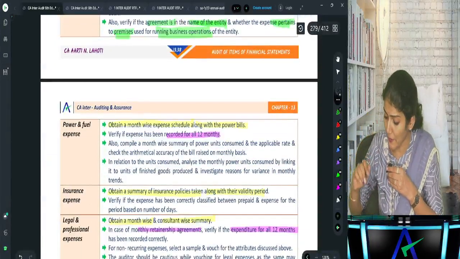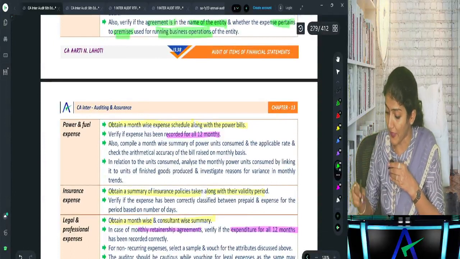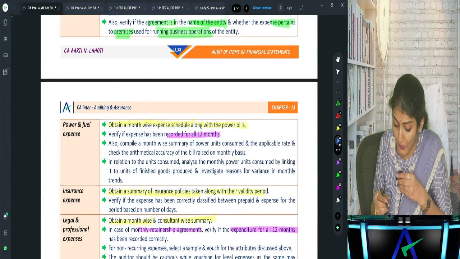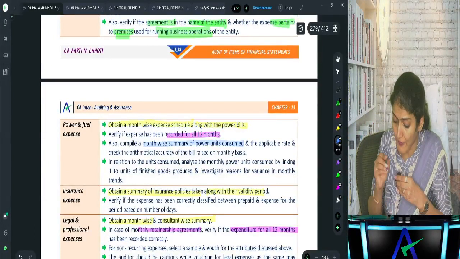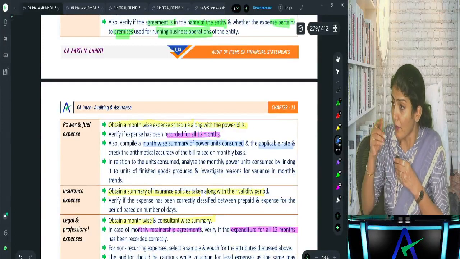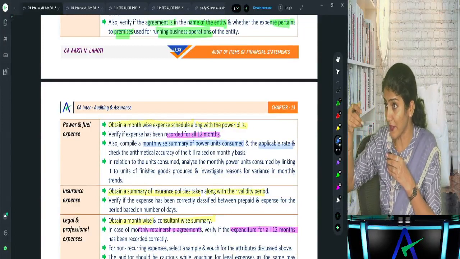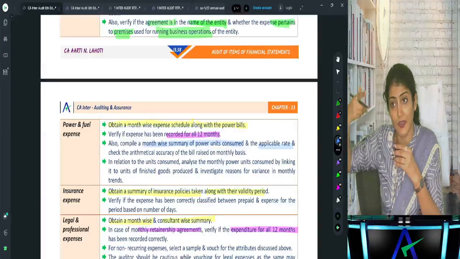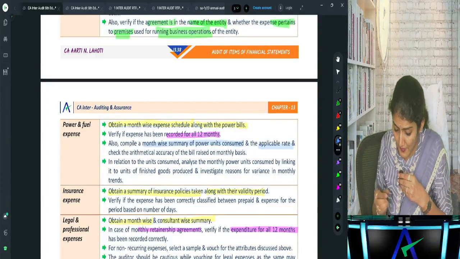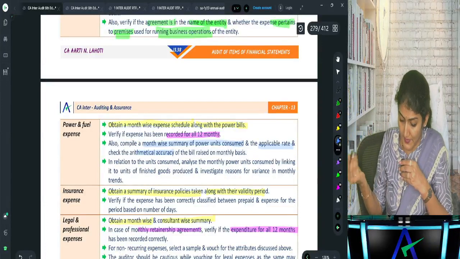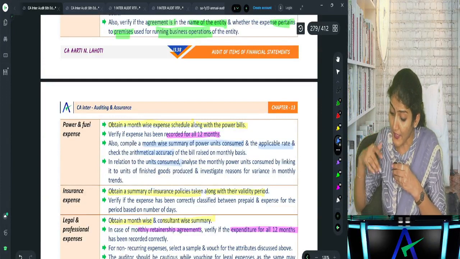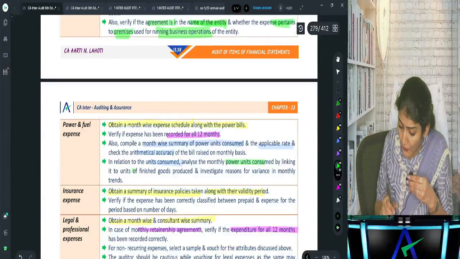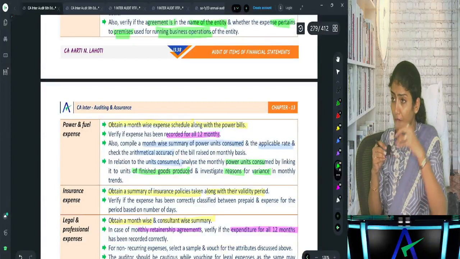Right, then coming to the power and fuel expense. Power and fuel expense, obtain a month-wise schedule, then verify the expense for all the 12 months. Then also compile a month-wise summary of the power units consumed and the applicable rate. What is this? Analytical procedure. I explained it to you, units consumed per month into the rate per unit. That can you develop an expectation regarding electricity expenditure? Yes, check it with the arithmetical accuracy of the bills raised. And in relation to units consumed, analyze the monthly power units consumed with the units of finished goods produced, and again investigate reasons for variance.